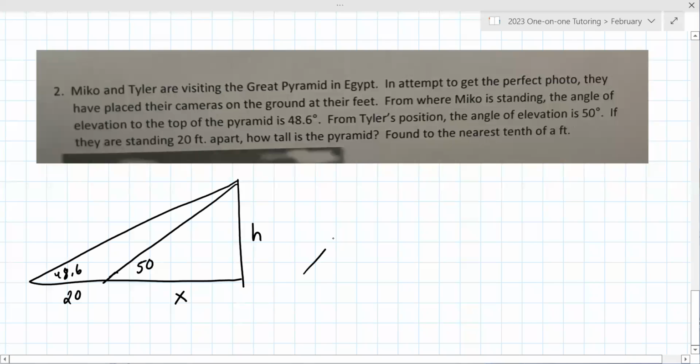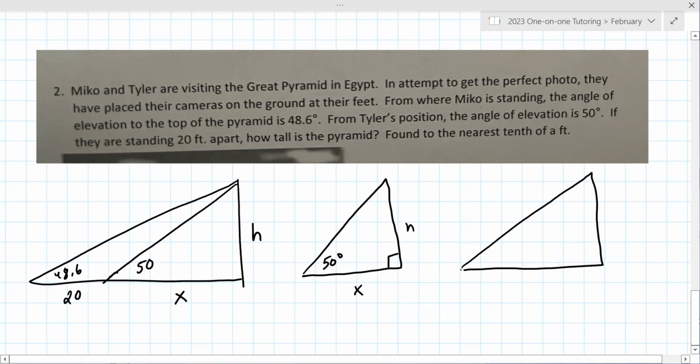So again, there are 2 triangles. There's the smaller one where it's x, h, and 50 degrees. And then there's the larger one, which is h, but now it's 20 plus x on the base because you have to add the 2 lengths together. You can imagine if it's 10 or 30, you just add them together. And then the angle is 48.6.